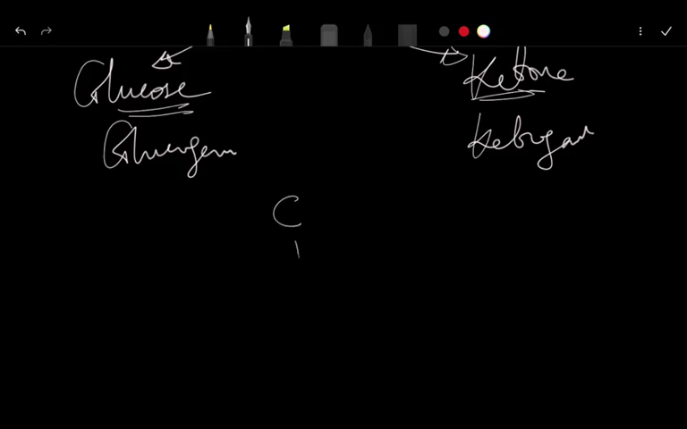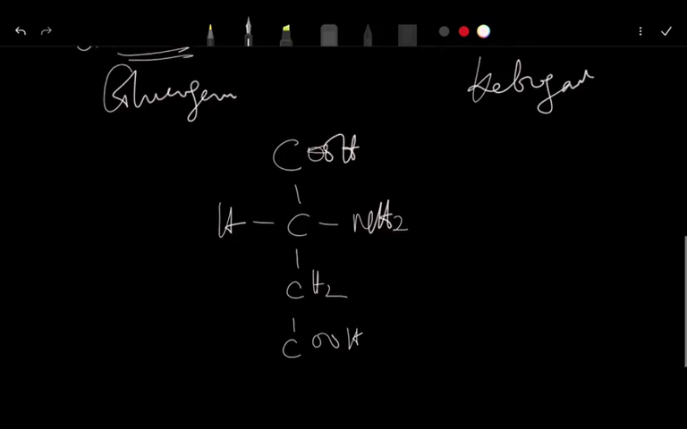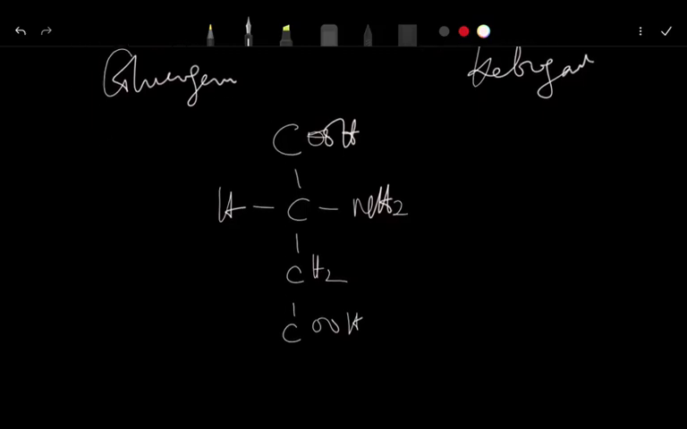Aspartate is a 4-carbon amino acid. So imagine here is the ammonia, here is your H, here is H2, here is COOH. This amino acid I just drew now is aspartate. Now if I want to metabolize aspartate, the first thing I will do is to remove this ammonia.